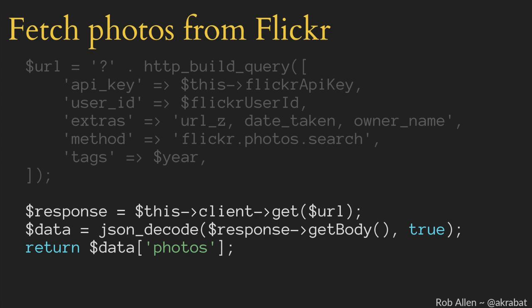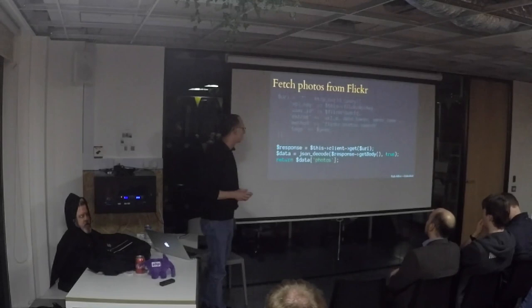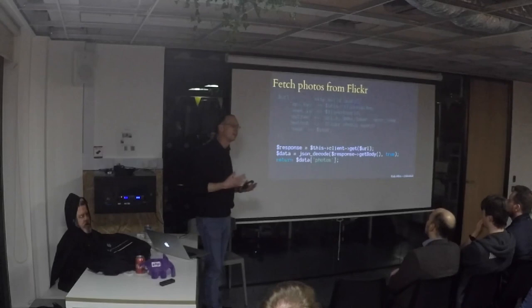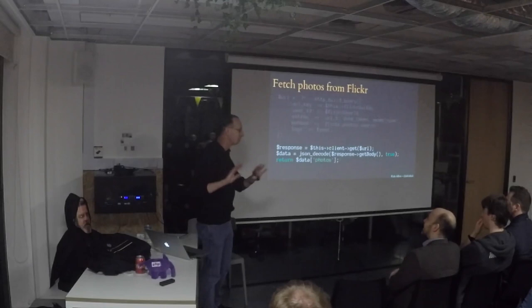This client is a Guzzle, because Guzzle is quite a good HTTP client in PHP. So we just call a GET request to the Flickr API, get the response, decode it, and I've now got my list of photos. And then I build the HTML. I'm not going to show you how I built the HTML because I'm embarrassed by it. I don't do HTML. It's other people's problem. I'm a back-end person. Just trust me, it's good enough.